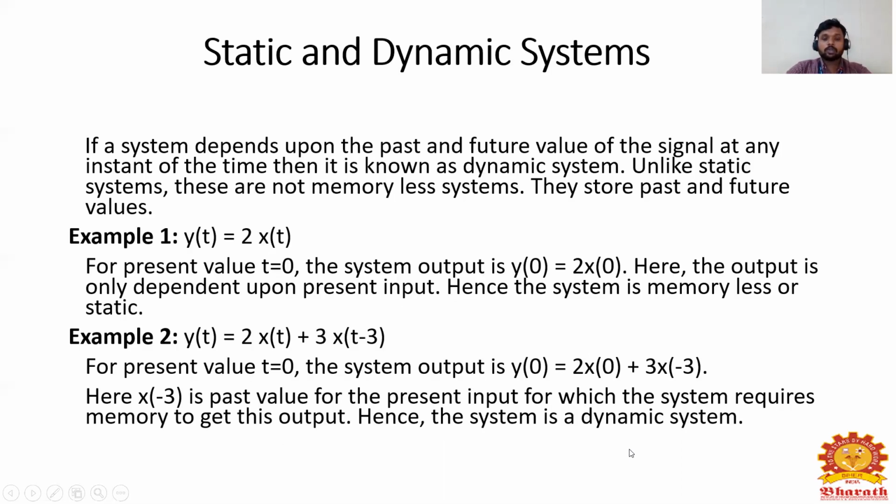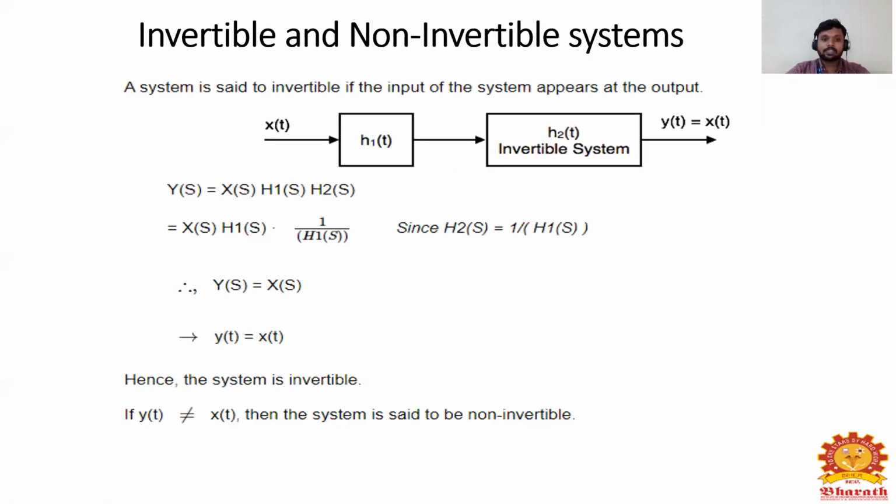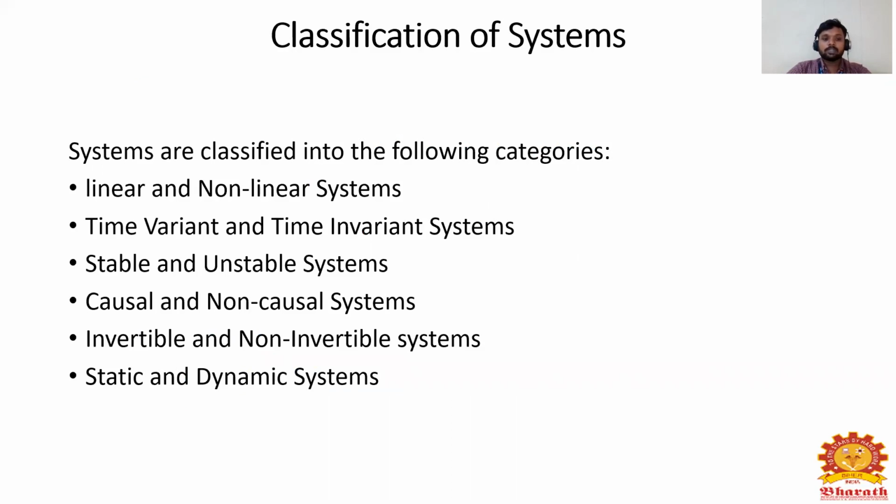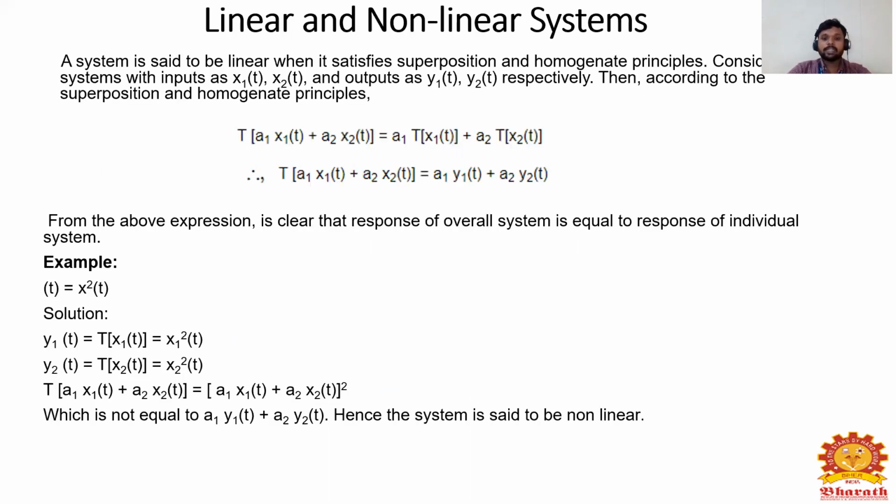So in the classification of systems, we have seen a total of 6 types of systems. What are the systems? Linear and non-linear system, time variant and invariant system, stable and unstable system, causal and non-causal system, invertible and non-invertible system, and static and dynamic system. In linear and non-linear systems, when a system satisfies the superposition or homogeneity principle, then the system is called a linear system. If it does not satisfy the superposition theorem, then that system is called a non-linear system.